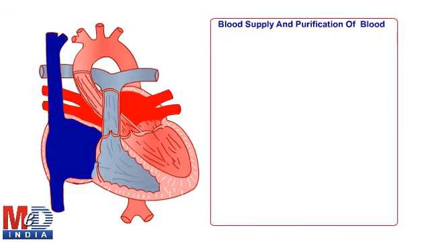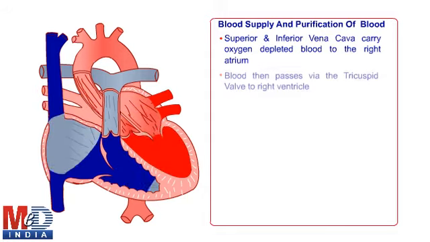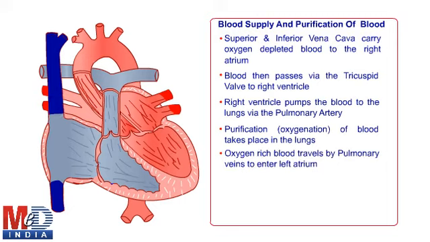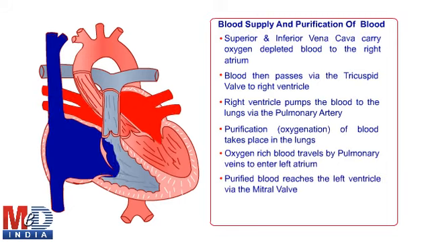This slide shows us the normal flow pattern of blood from one chamber to another. The flow of blood is unidirectional and valves between the chambers prevent backflow.